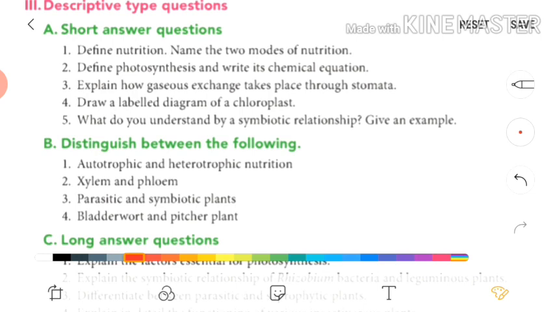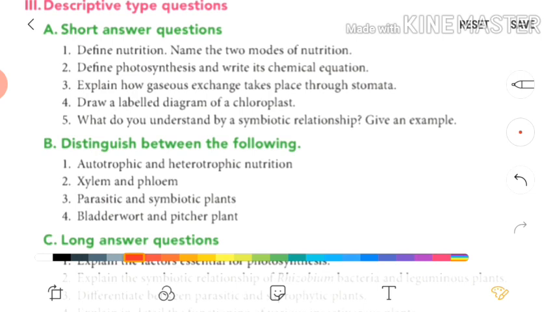Question number 5: what do you understand by a symbiotic relationship? It is the relationship where two plants have mutual benefits due to the relation, and they associate with each other for nutrition. This is called a symbiotic relationship. It is found in lichens, like algae and fungi.